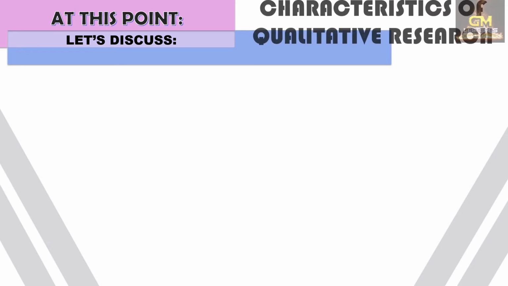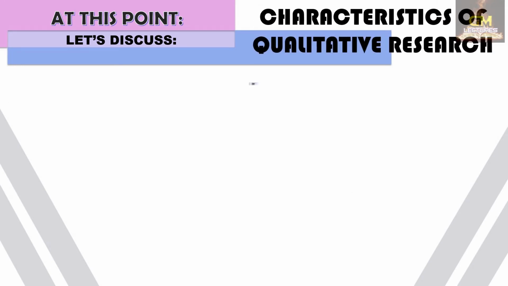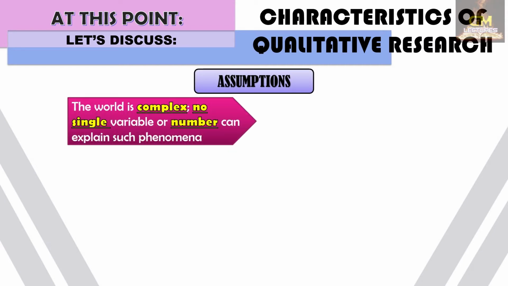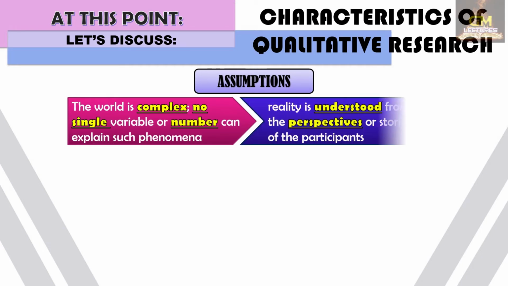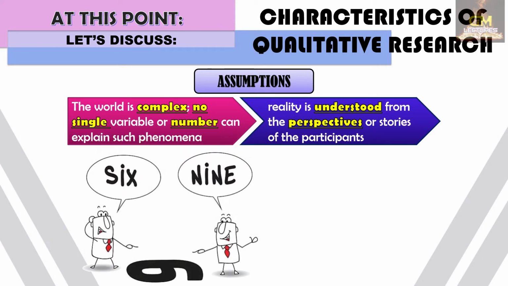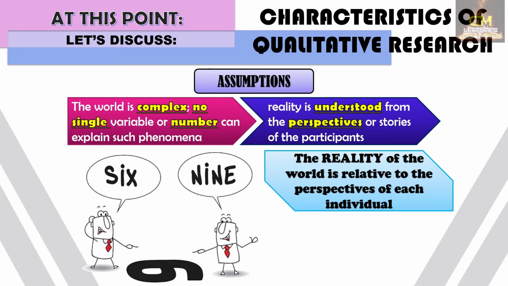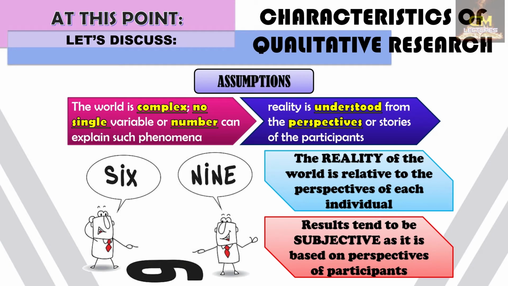Now I proceed with discussing the characteristics of qualitative research. In terms of assumptions, qualitative research assumes that the world is complex, meaning there is no single variable or number that can explain such phenomena. Furthermore, qualitative research sees reality that is understood from the perspectives or stories of the participants. Meaning to say, in qualitative research, the reality of the world is relative to the perspectives of each individual. And since each individual has different experiences or different perspectives, results tend to be subjective as it is based on the perspectives of each participant.